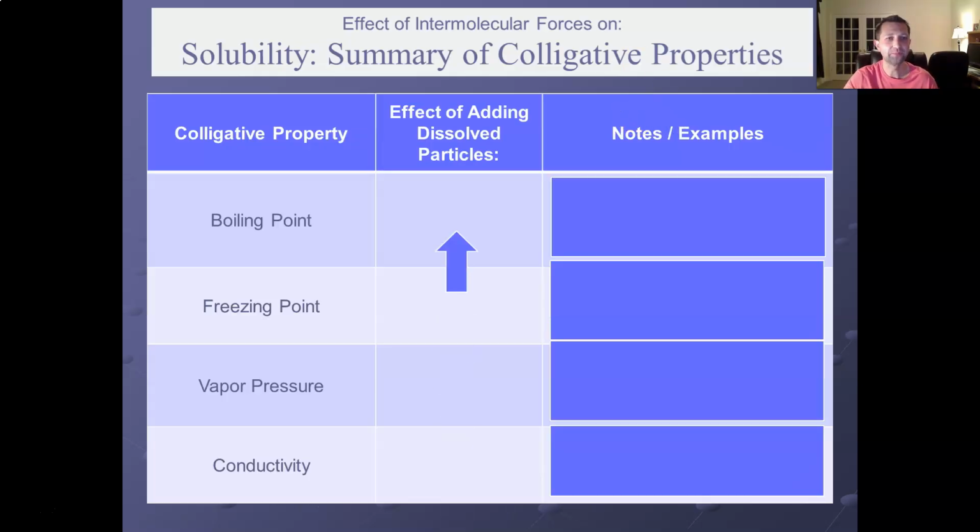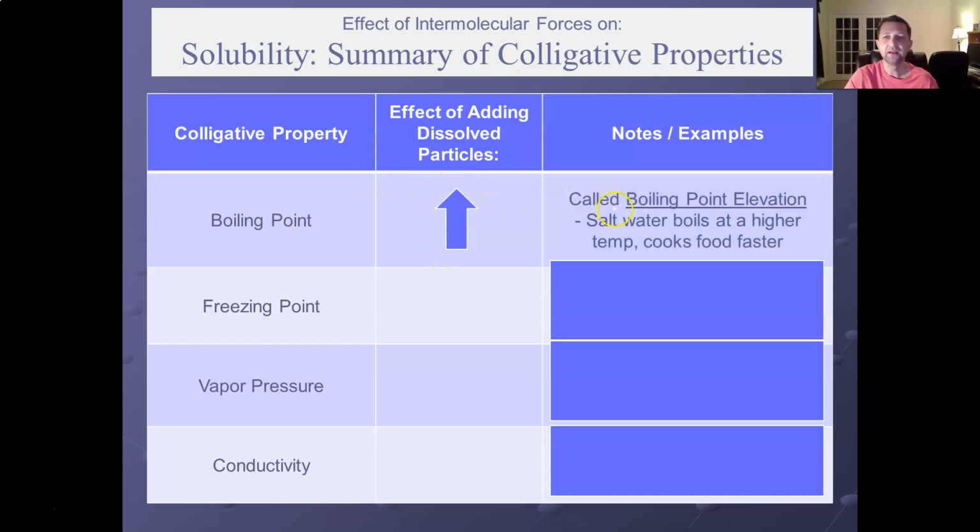All right, so to wrap it all up here, your colligative property is boiling point. The effect of adding dissolved particles increases your boiling point. So I already talked about that in the previous slide. This is called boiling point elevation. Salt water boils at a higher temperature, cooks food faster. The reason being is you're creating ion dipole attractive forces now in your solution, and the water has to move faster to break those and escape to evaporate, right, and to boil.